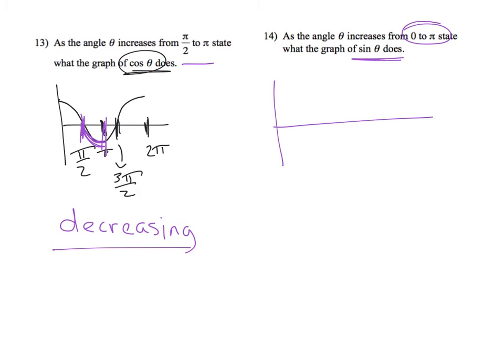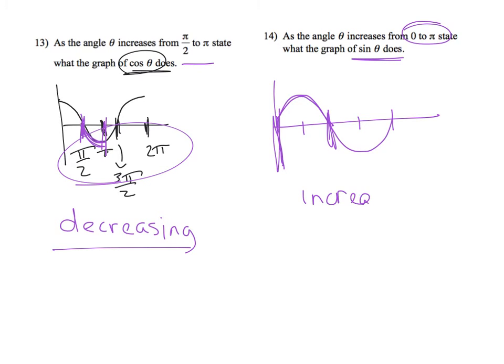So they're asking here, what does the graph of sine do between 0 and pi? So let's graph sine. Remember, sine starts at the midline. The 4 slashes are the same 4 slashes as over here. Pi over 2, pi, 3 pi over 2, 2 pi. So they want to know from 0, which is here, to pi, which is here. So sine goes up, and then it goes down. So it increases, then decreases. Good?